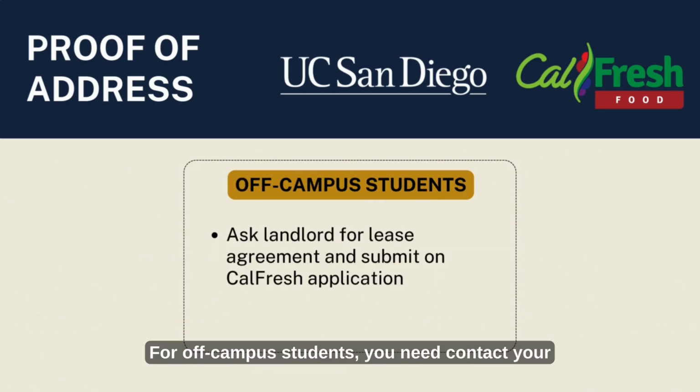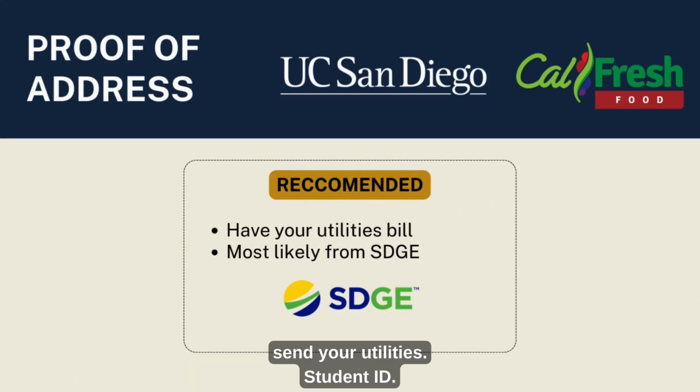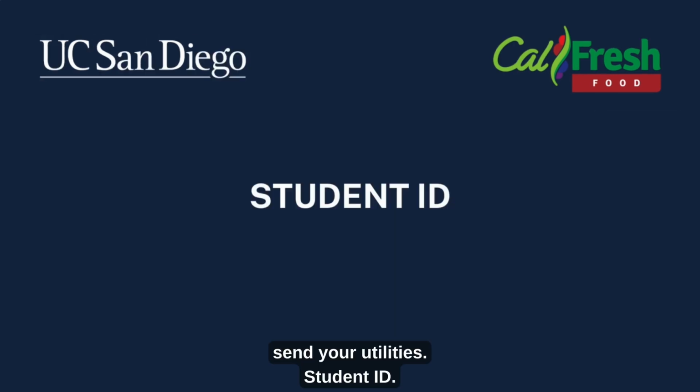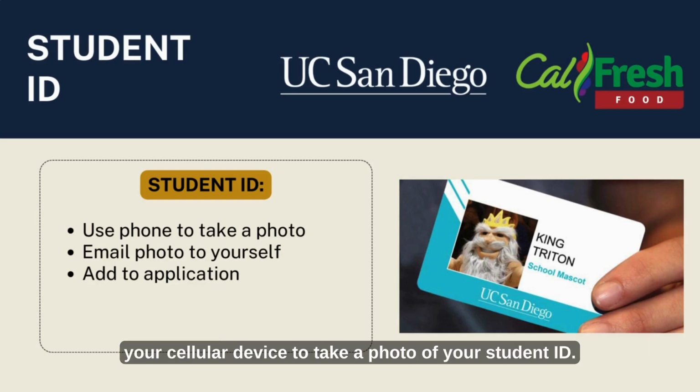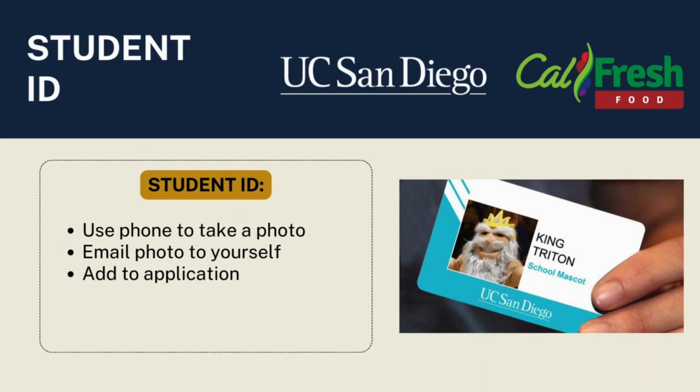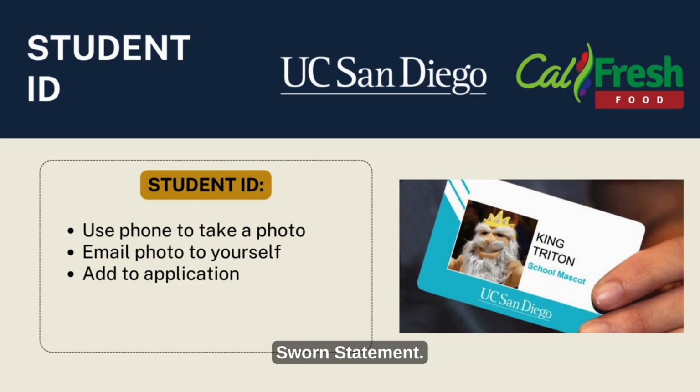For off-campus students, you will need to contact your landlord for your lease agreement. It is also recommended to have your utilities bill if you're an off-campus student. For most students, using the SDG&E portal will allow you to send your utilities. Student ID. To upload your student ID, use your cellular device to take a photo of your student ID, email the picture to yourself, and save the image to your files.